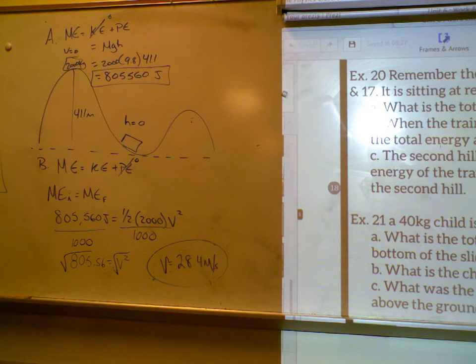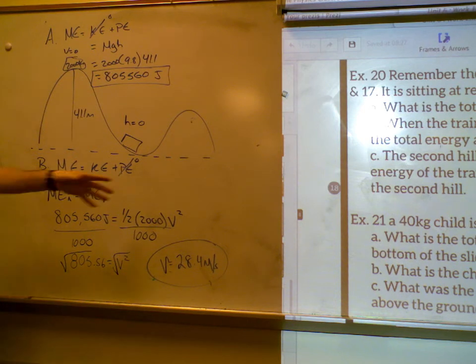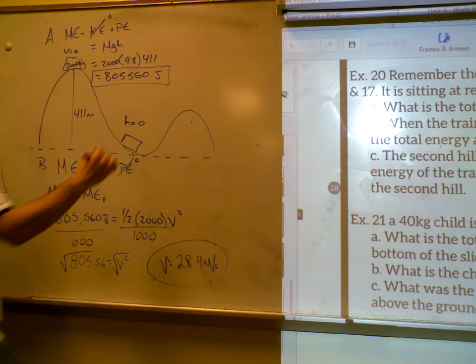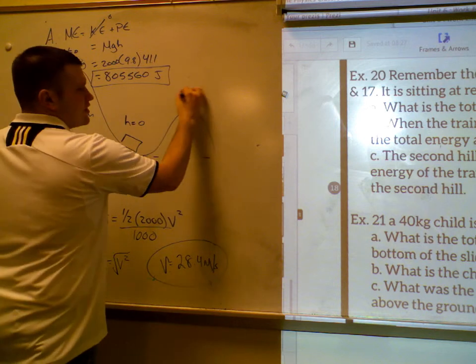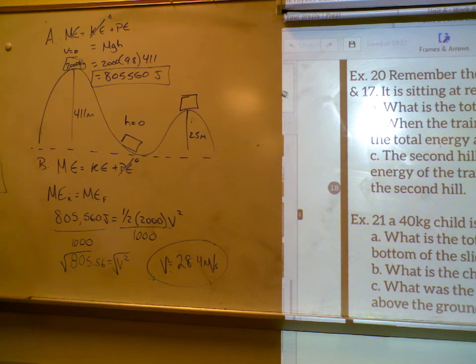The second hill is only 25 meters tall. What's the total energy of the train, and what's the train's velocity at the top of the hill? Well, we know that energy is conserved, right? So when the train gets back up here to the top of the second hill, which is 25 meters tall, what's the total energy there?